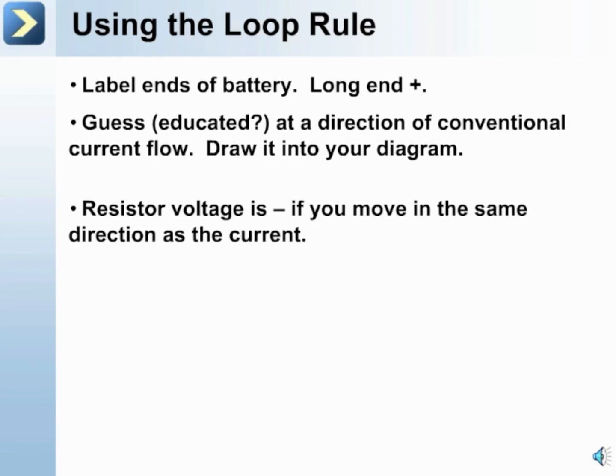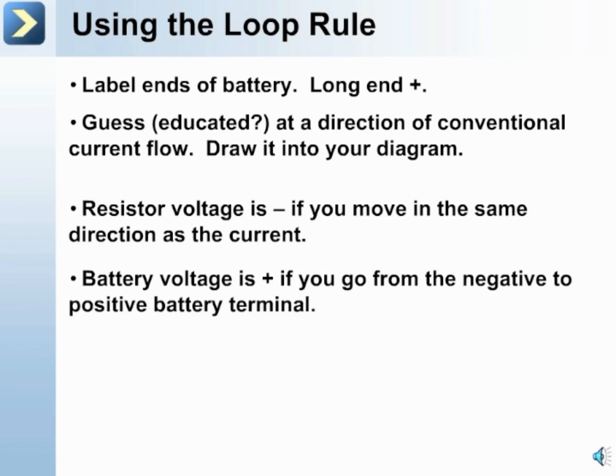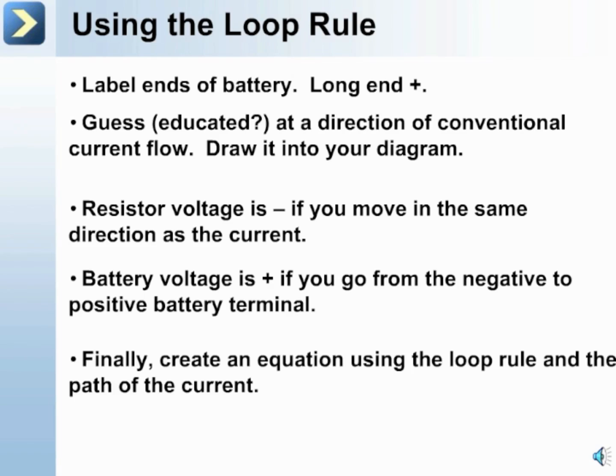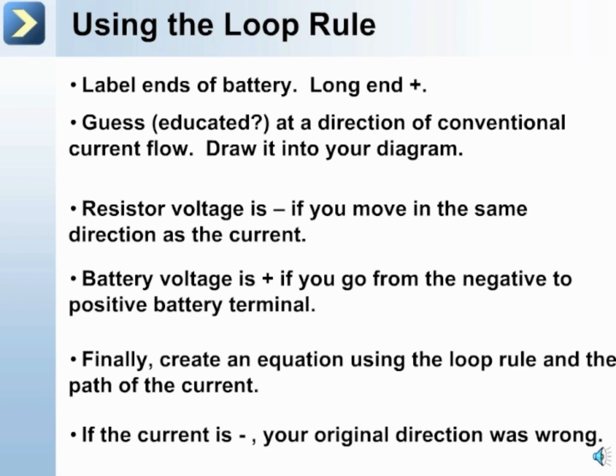The resistor voltage is negative if you move in the same direction as the current, so that would be a voltage drop. The battery voltage is positive if you go from the negative to the positive battery terminal, which is how conventional current always goes. And finally, you create an equation using the loop rule and the path of the current. We're going to walk through an example of this. Now, if the current is negative, that is, the value you find is negative, that just means your original direction was wrong, and so you flip it. Again, don't worry about that. You'll see how that works in the example.